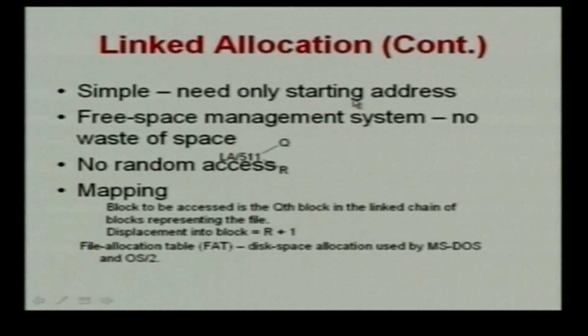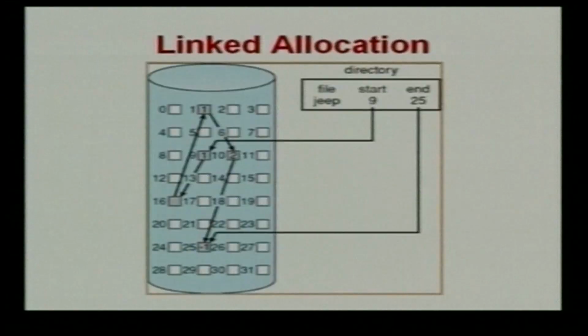Simple, you need only the starting address and there is no wastage of space, but the only problem is you can't have random access. It has to go link 1, link 2, link 3, so it takes some time, that is the problem. For example, this is the starting point, then from here there is a link to 16, from here there is a link to 1, from here there is a link to this block, then a link to this, and the end is specified. So this is a linked structure.